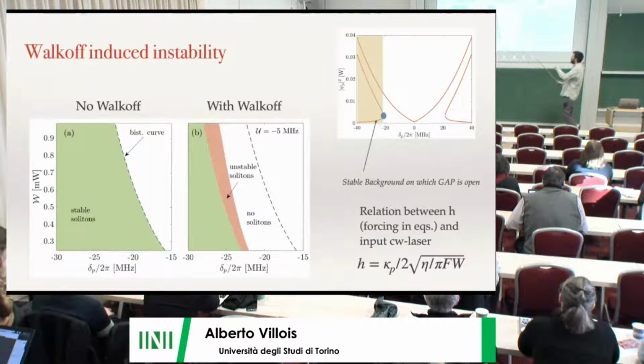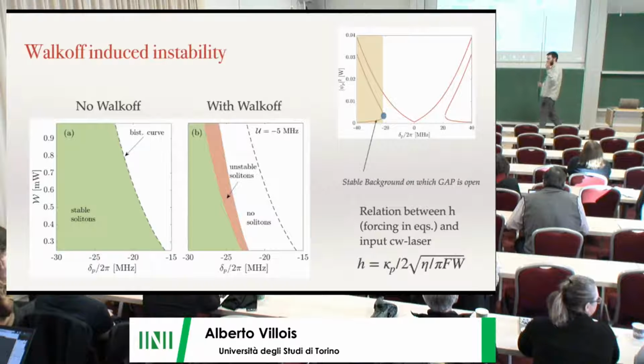So we now have all the ingredients to find soliton solutions. Here I plot, for example, in this case, this background is a good candidate to find soliton solutions, and I do find solitons. I can check where they exist, varying the tuning, but also varying the input laser power. So here omega is the power, and the relation between omega with W and the H, the forcing that is present in my equation, is written here.